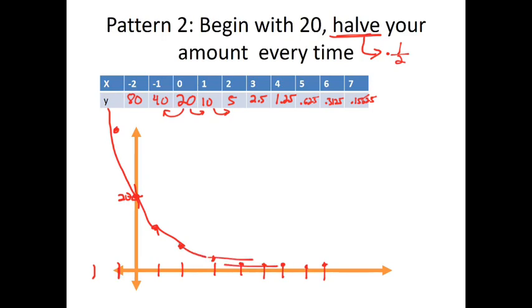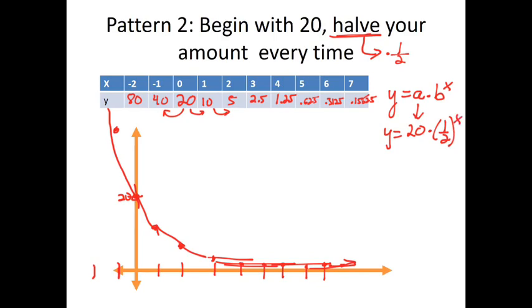Actually, let me get our equation first. I really want us connecting those dots. If our function takes the form of y equals a times b to the x, in this case we started with 20, and then we multiplied by 1/2 to the x power.